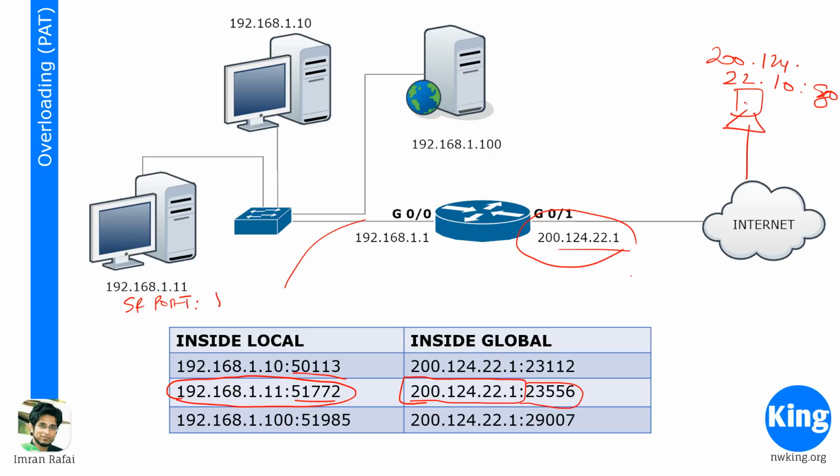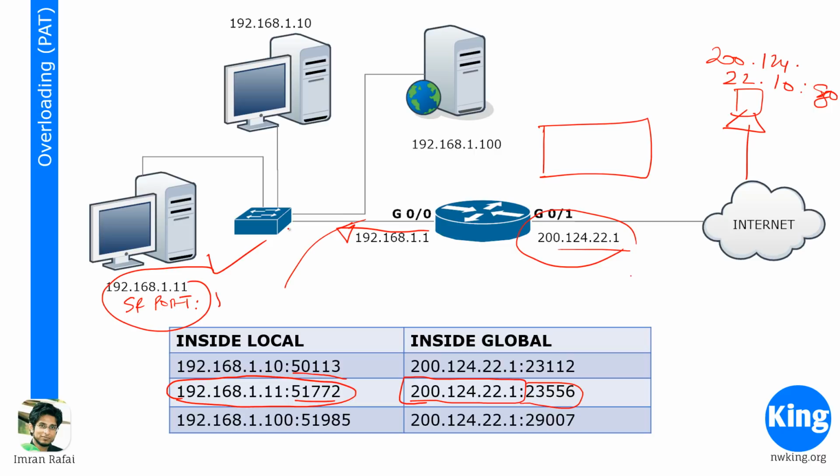Now this device, as we know how the internet works, will send a reply back to destination 200.124.22.1, which is nothing but global for everybody, and the destination port number is going to be 23556. And when it comes here, this device has a translation table. The table says, okay, you're coming to 23556. 23556 is nothing but a translation that I made for 192.168.1.11 for port number 51772. So it takes that information, updates the destination IP address and destination port number, and sends it onto the network, which will definitely get delivered to this device, and our communication works.